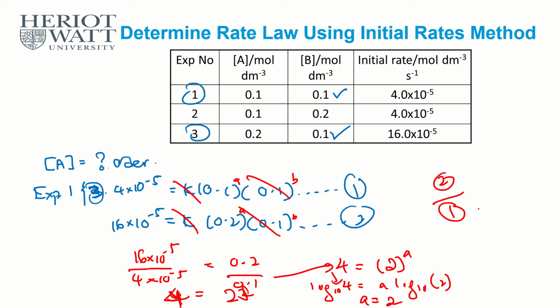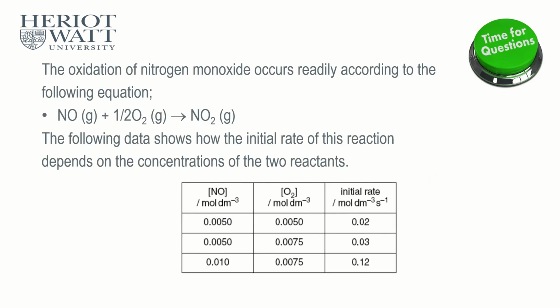Next, we're going to look at how we can determine the rate constant. Let's look at the example given here. The oxidation of nitrogen monoxide occurs readily according to the following equation. We have 2 reactants here, NO and oxygen. Ignore the products, and look at the table. We have the 2 reactants with a series of different concentrations and initial rates. This is experiment 1, experiment 2, experiment 3. So they repeat the experiment using different concentrations. The data show how the initial rate depends on the concentrations of the 2 reactants.